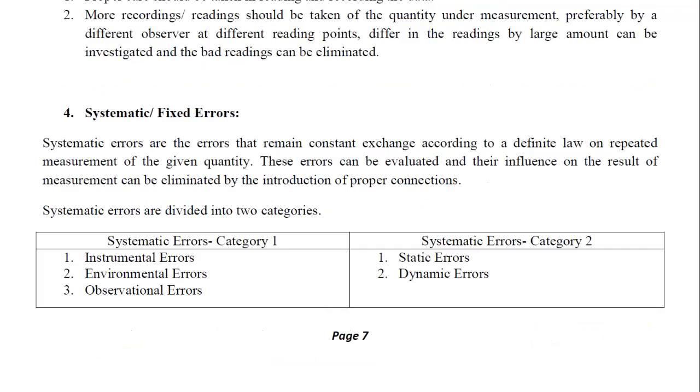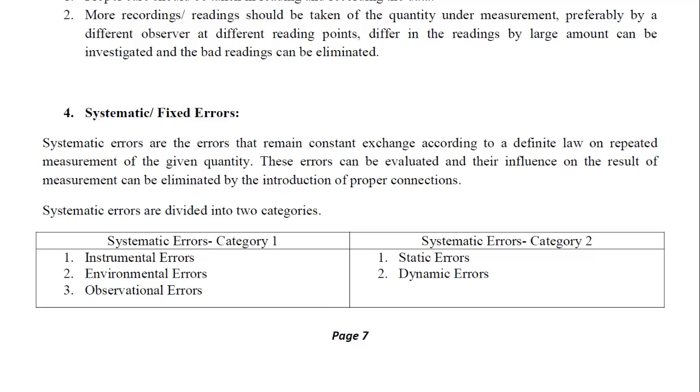Now coming to systematic errors, which are also called fixed errors. These errors remain constant according to a definite law in repeated measurement of a given quantity. These errors can be evaluated and their influence on the results can be eliminated by the introduction of proper corrections. What this means is that these errors are fixed, you cannot remove them, but you can evaluate the amount of the error, and this can be done by making proper corrections. That is, the error you have obtained can be incorporated in the result.